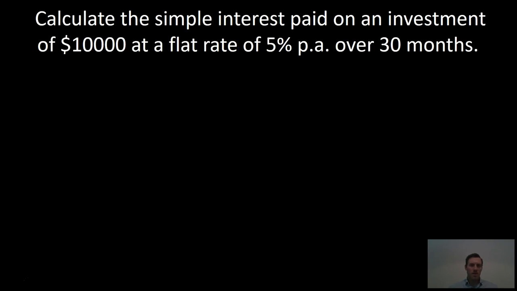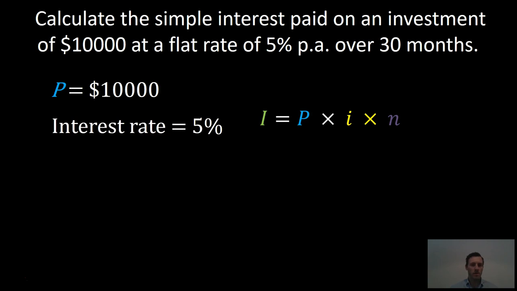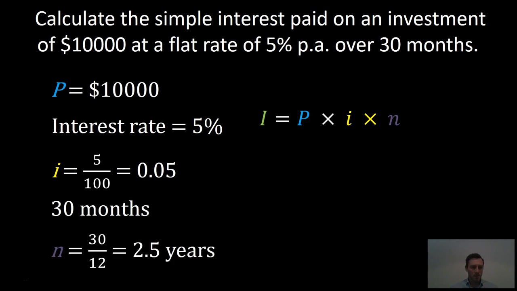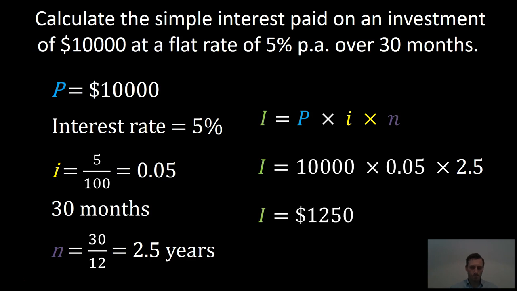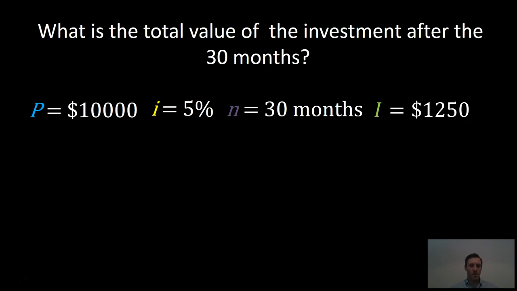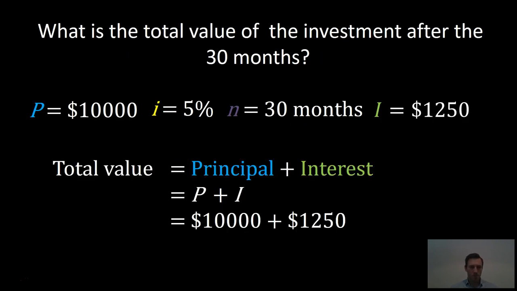Calculate the simple interest paid on an investment of $10,000 at a flat rate of 5% per annum over 30 months. Again, we're going to use the formula where we convert our interest rate to a decimal first. Principal is 10,000, interest rate is 5%. Converted to a decimal is 0.05. 30 months converted to years is 2.5 years. Substitute those values into our formula and we calculate the interest is $1,250. What's the total value of the investment after 30 months? Principal plus interest, 10,000 plus 1,250, we get $11,250.